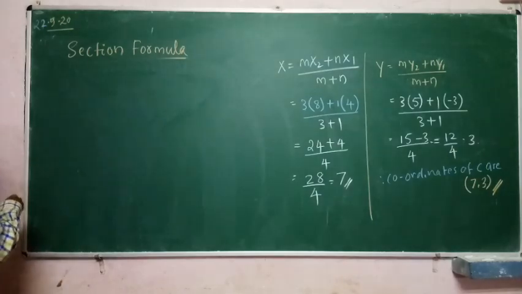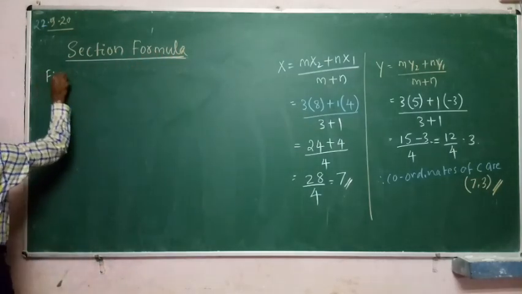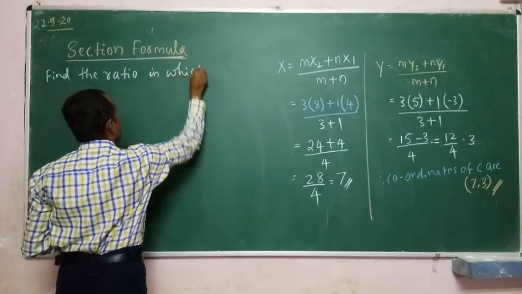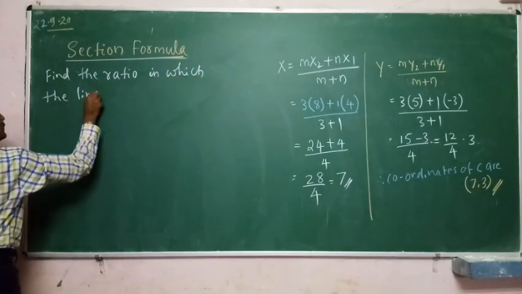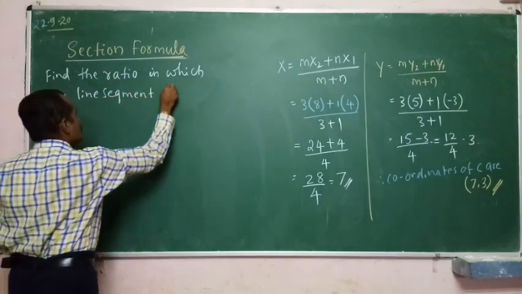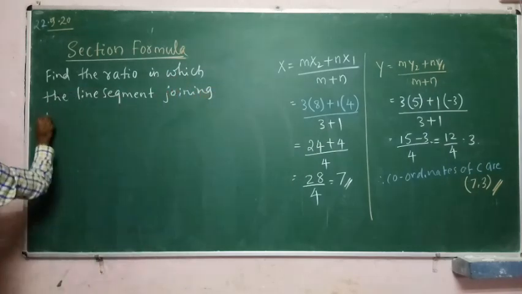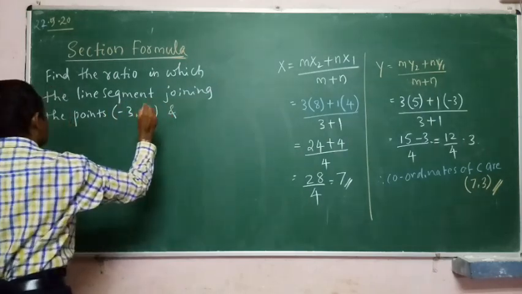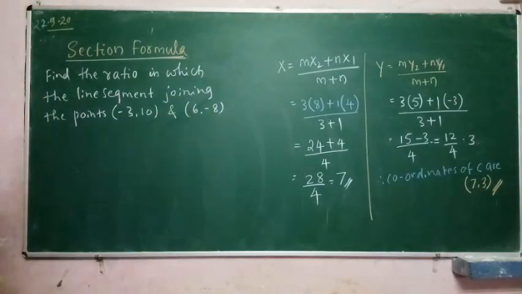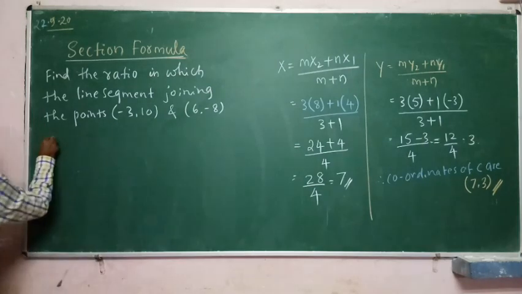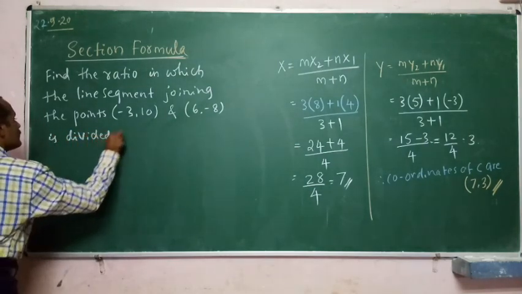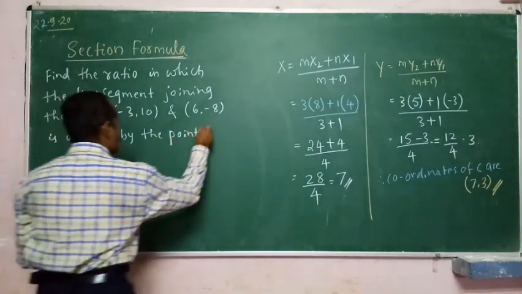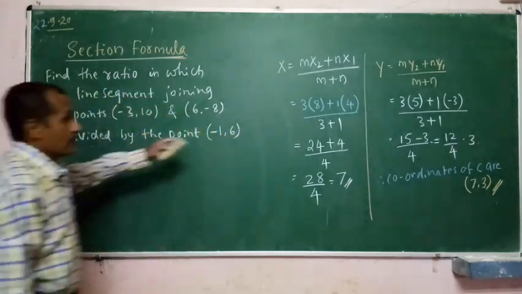My second question is: find the ratio in which the line segment joining the points (-3, 10) and (6, -8) is divided by the point (-1, 6). Try to understand this problem.